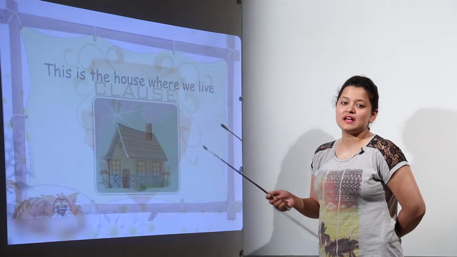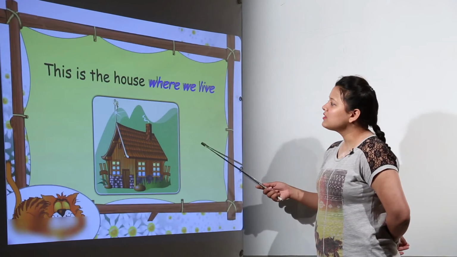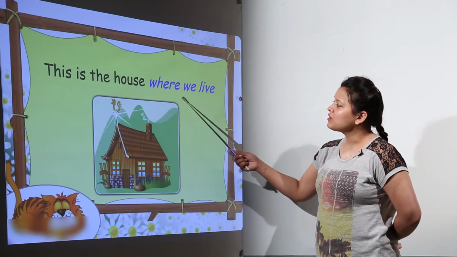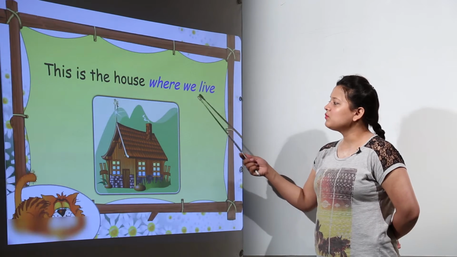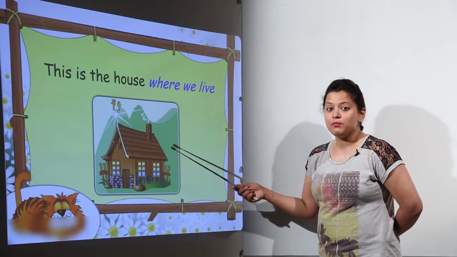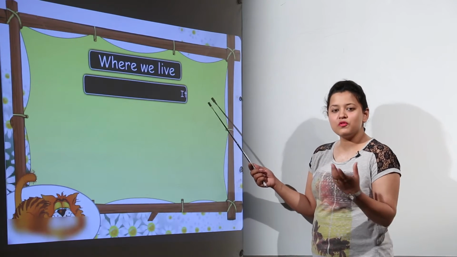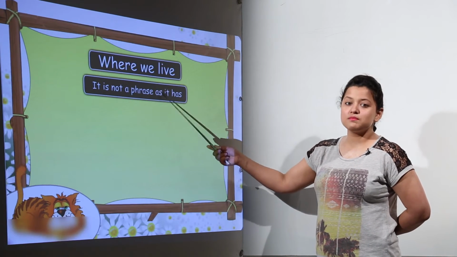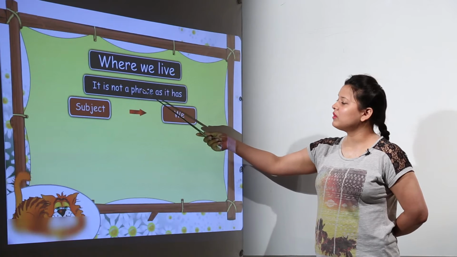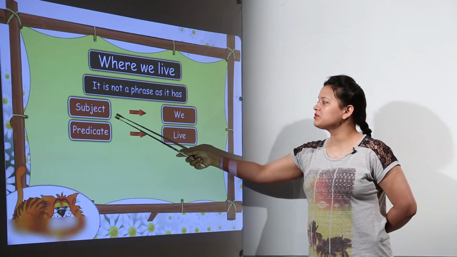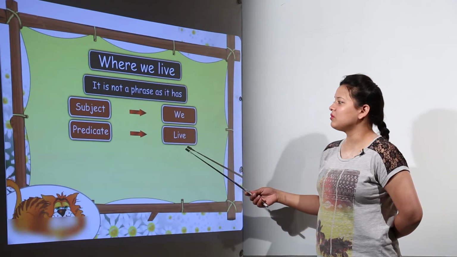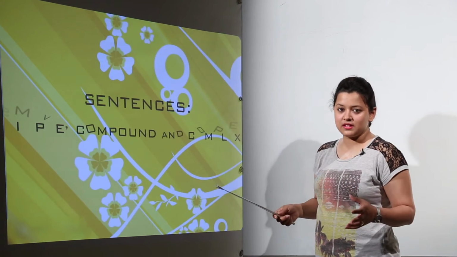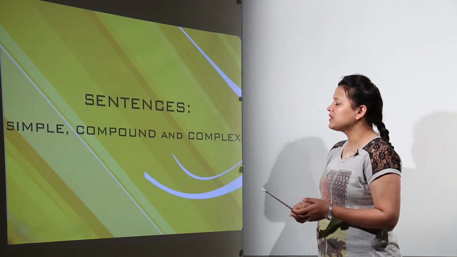Now we shall discuss the clause. The clause is like this example, that this is the house where we live. So where we live is a clause here, because this clause is a group of words. It has a verb. It's not a phrase because it is having a verb also, it is having a subject also, and it is having a predicate also. Right? Where was actually defining the things. We was the subject here.